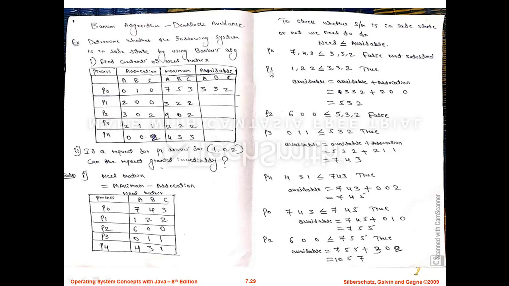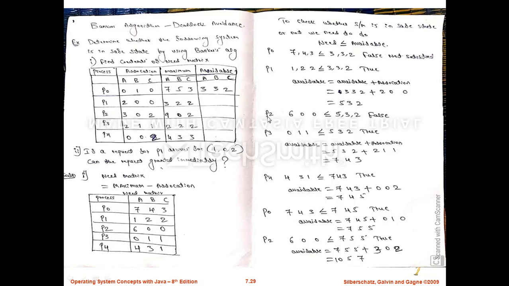Once P1 completes the execution, our available will get modified. How will it get modified? Once P1 completes, whatever it was holding earlier, that is 200, will be released by P1. So that is why our available will get modified, that is available equals available plus allocation. Earlier available was 332 plus allocation of P1, which was 200. Then you add 3 plus 2, 5, 3 plus 0 and 2 plus 0, 532. This is our updated available value.